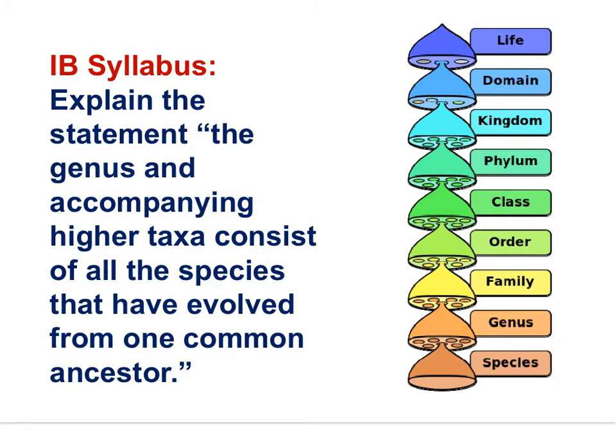Let's go to the top. In all of life, there are 3 domains. We've been through that already. Pull out the eukaryotic domain. There are 4 kingdoms. Let's pull the animal kingdom, giving rise to the phylum Chordata, and from the Chordata phylum comes the class of mammals, and from the class of mammals comes the order Primate, and from the order Primate comes the family Hominidae, and from the family Hominidae comes the genus Homo, and from the genus Homo comes the species known as Homo sapiens.